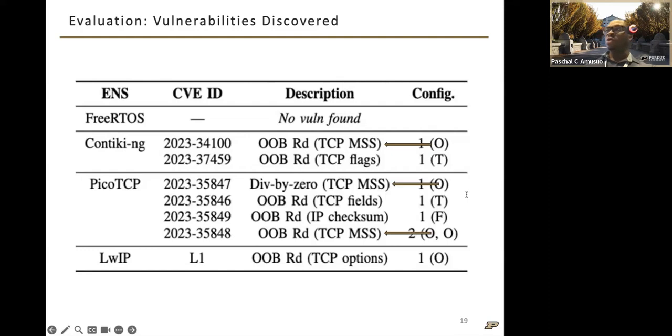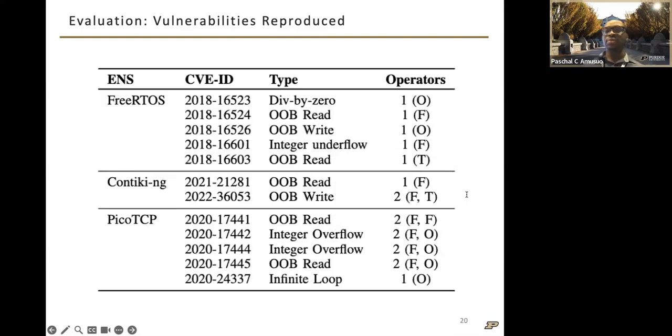Also, look at the first PicoTCP vulnerability indicated there and the first FreeRTOS vulnerability indicated. They also have similar patterns, being a division by zero vulnerability caused by the MSS option field having a zero value. We saw this repeated pattern of vulnerabilities across different ENSs and across different protocols.